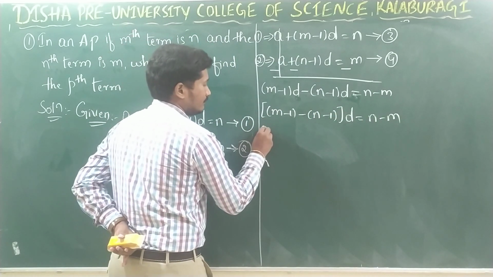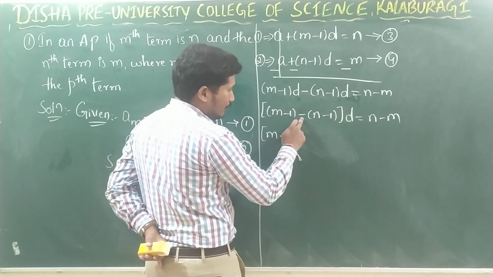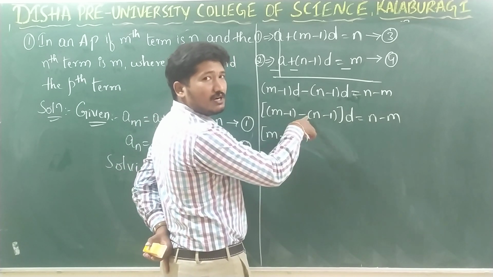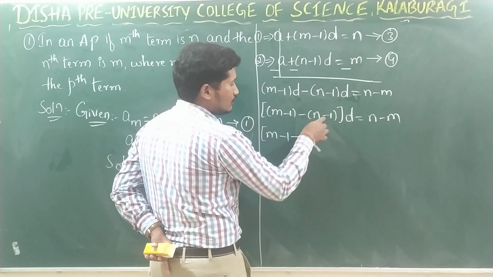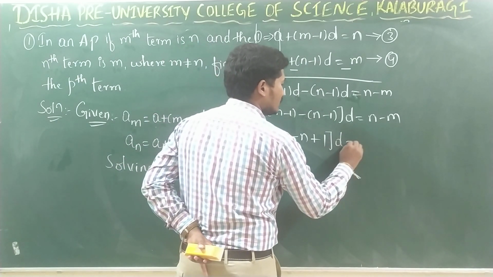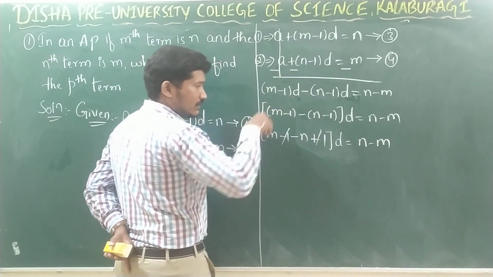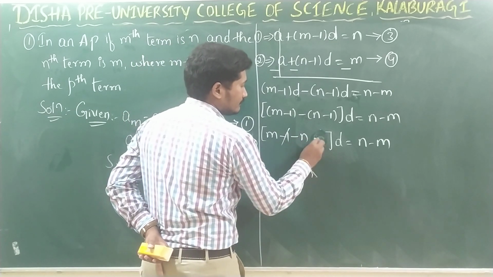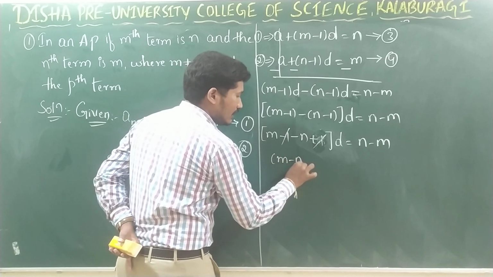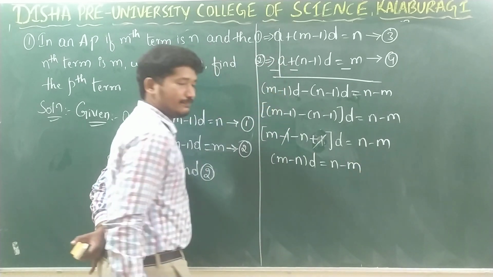Right? So now, (m − 1) write as it is. Open this bracket. Minus into plus is minus, 1 into n is n. If there is no coefficient present, it will be 1. Minus into minus is plus, 1 into 1 is 1. Right? Into d. This is equal to n − m. Now, −1 plus 1 get cancelled here. So the remaining thing is what? (m − n) into d is equal to n − m.